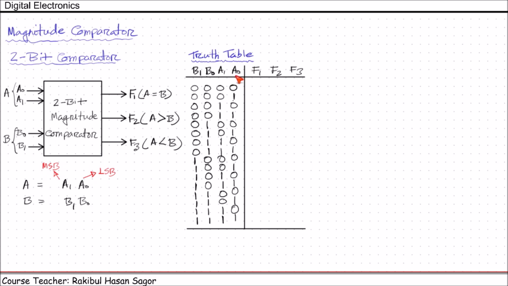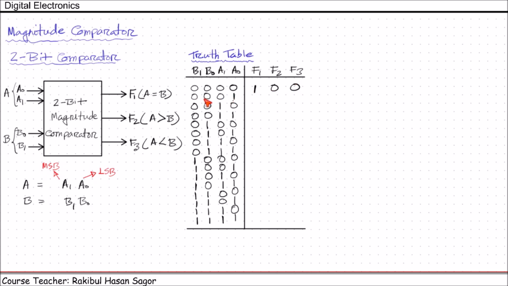On the input side, we have A0, A1, which is one set of numbers, and we have B0, B1, which is another set of numbers. Combined, we have 4 bits on the input side, and using 4 bits, we can have 16 combinations. Now, whenever we have A0, A1 as 00 and B0, B1 as 00, that means A and B have equal values. So when A and B are equal, then F1 will be activated, others will be deactivated. So we can write F1 will be 1, F2 will be 0, F3 will be 0 for this case.